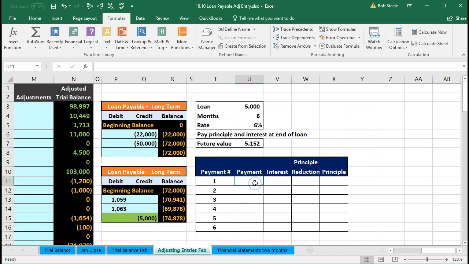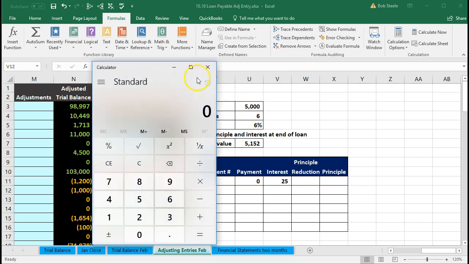We're going to say that the payments are all going to basically be 0 because we're not making any payment until the end of the loan. But we're still going to calculate those payment periods. And then we're going to say that the interest is going to be equal to the $5,000 loan times the interest rate of 6%. But then we're going to divide it by 12 because we want to make that the monthly interest rate. So that's $25.